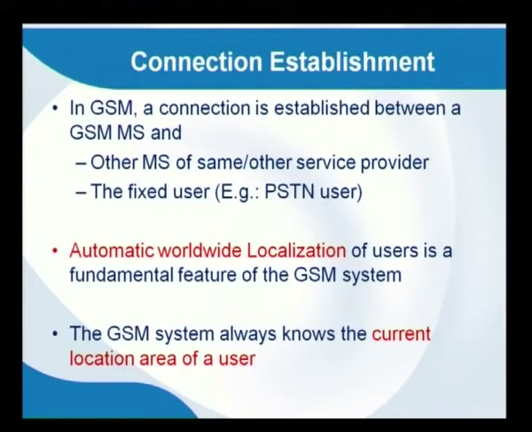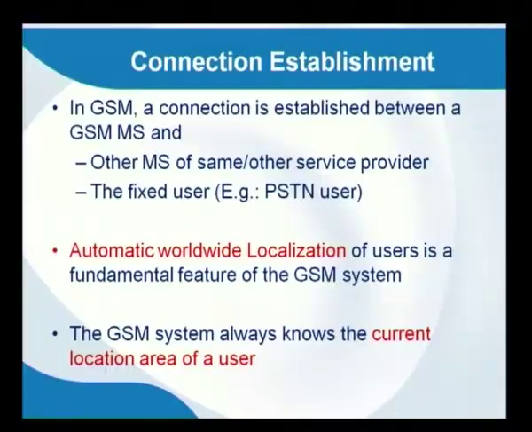In GSM, the connection can be established between two entities. Now, one entity may be the GSM mobile station, the GSM cell phone, and the other entity may be the mobile station of the same service provider or some other service provider. Sometimes a mobile station of the GSM network can make a call to the PSTN, that is the fixed users. So, two types of entities are used in this context.